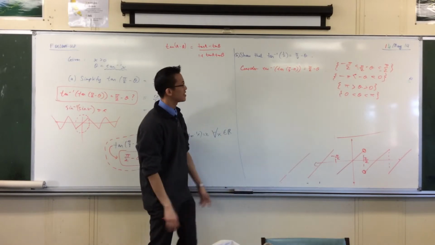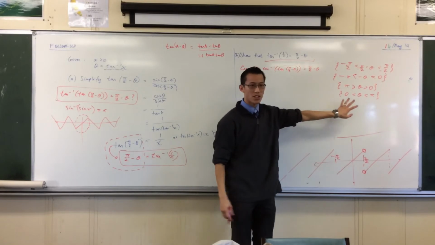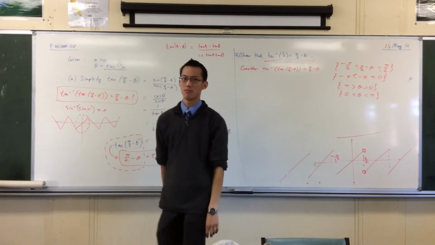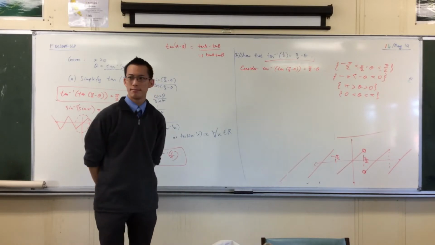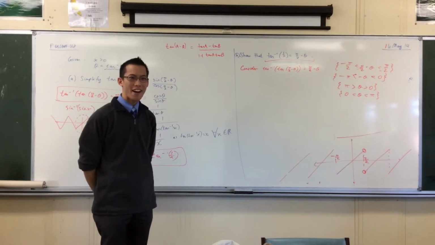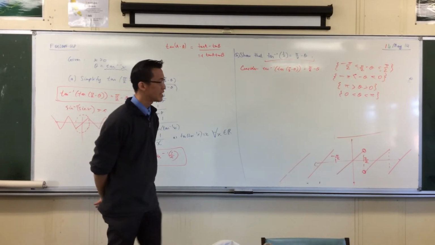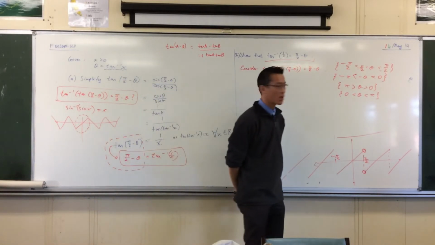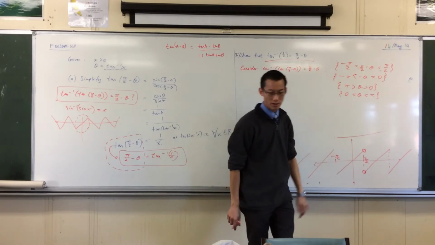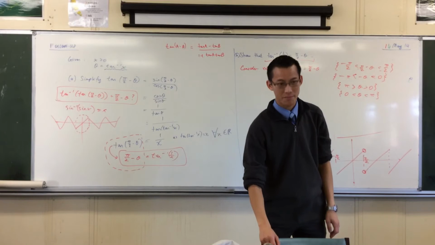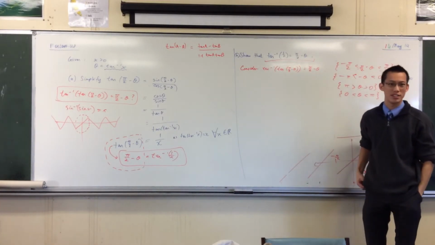But the question didn't say, show that this is true for only certain values. It just said, show. No conditions applied. Or are there some conditions on this? Is theta restricted? Yes. Where is it restricted? Look, it's on the board. What on the board tells you that theta is restricted?